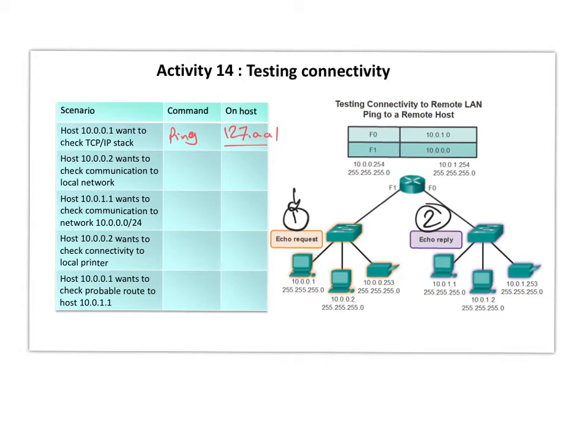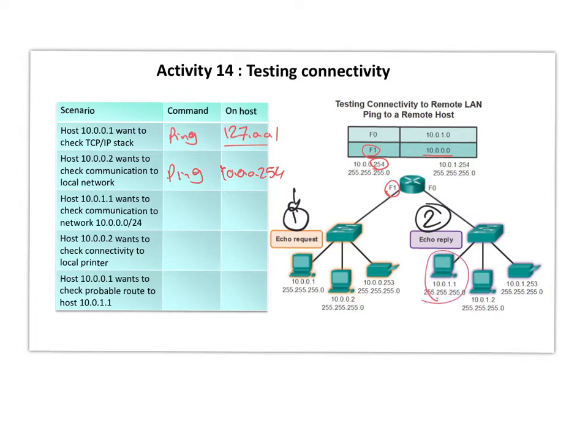Host 10.0.0.2, which in that case is this one, wants to check the communication to the local network. So in that case, we should ping the default gateway, which is in that case F1. F1 here has the address on this network, which is 10.0.0.254. Okay.